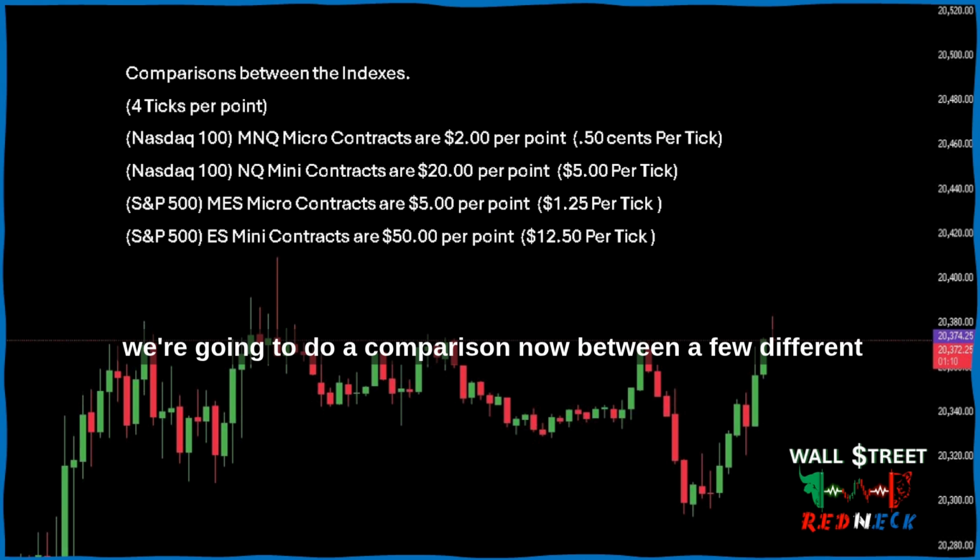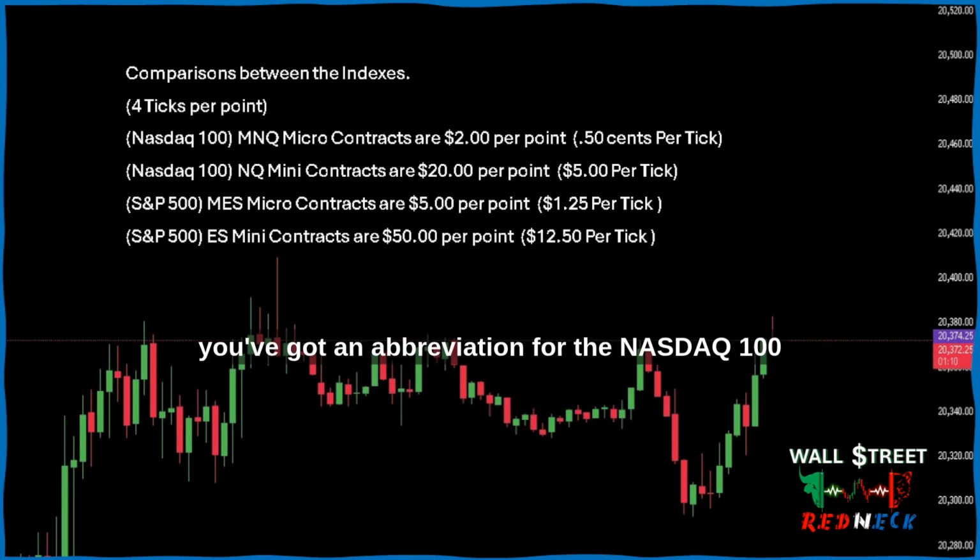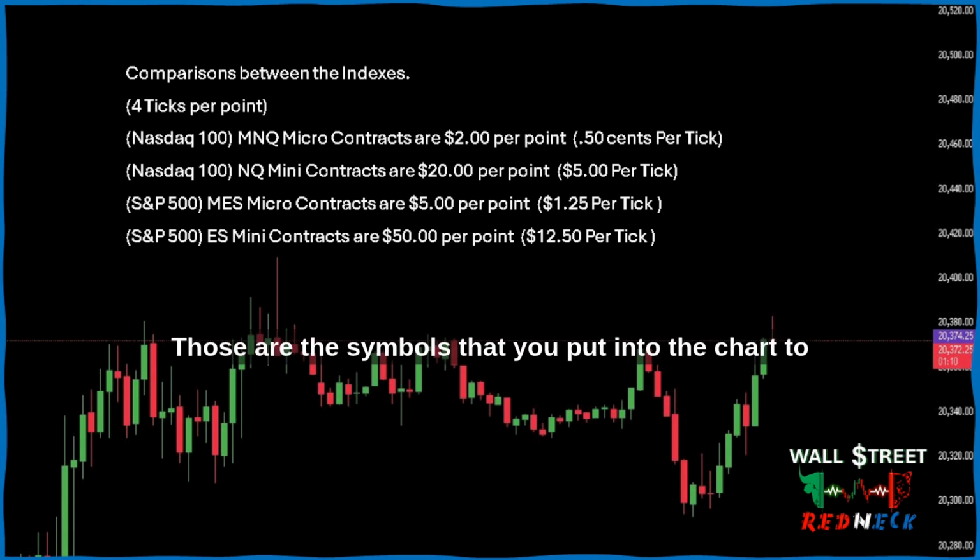Okay, we're going to do a comparison now between a few different indexes. I trade the NASDAQ 100 and the S&P 500. So I'm going to use these two as an example. Okay, if you look at these, you've got an abbreviation for the NASDAQ 100 as MNQ being the micro contract or NQ being the mini contract. Those are the symbols that you put into the chart to pull up that chart.